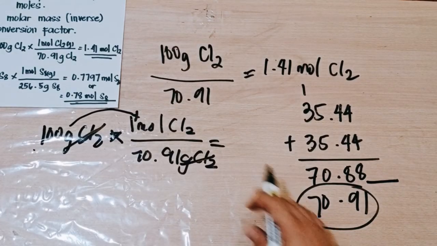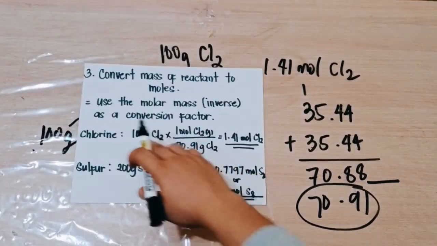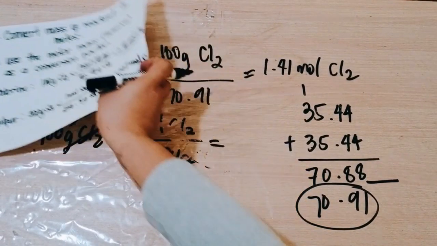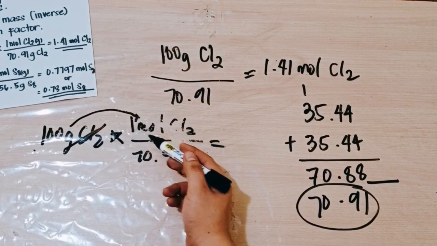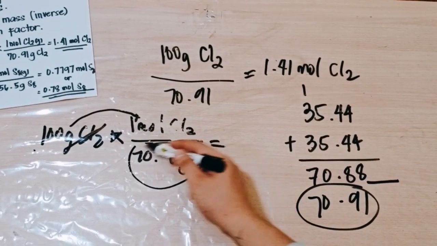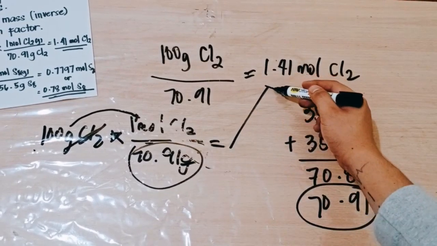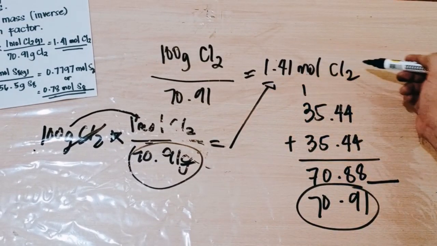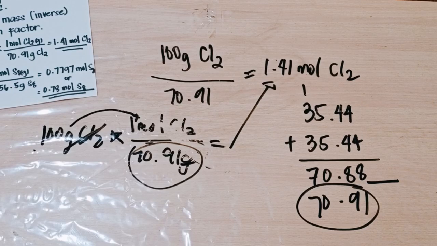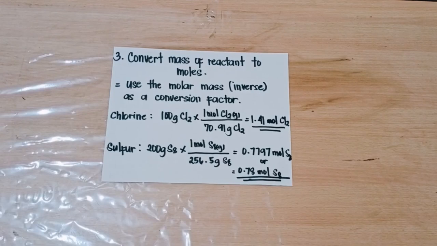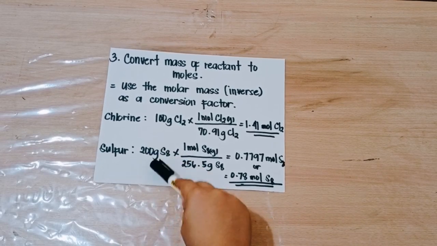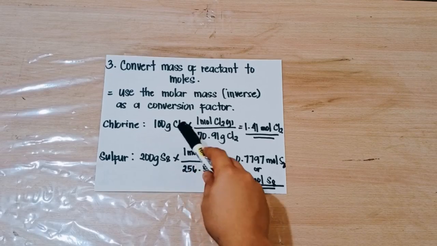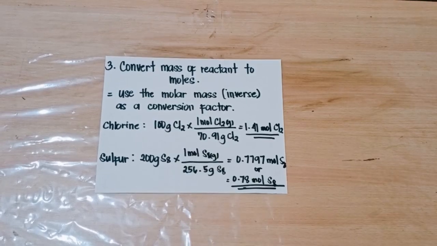Ganun lang gagawin mo para kuhain mo yung molar mass ni chlorine. Again, pupunta ka lang dyan, solve mo, tatimes mo to dito sa 1 mole, then i-divide mo dito to have a product of 1.41 mole of chlorine. Nagets? Okay po. So, after naman yan, si sulfur naman ang problema natin. Kung ano yung ginawa nating process kay chlorine, ganun lang din yung process na gagawin natin kanino?